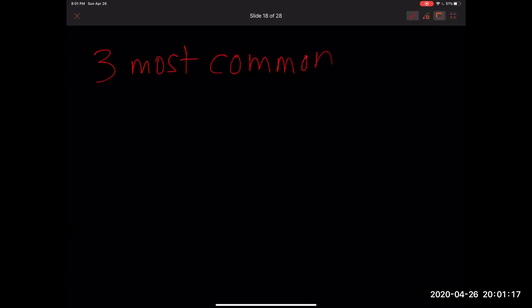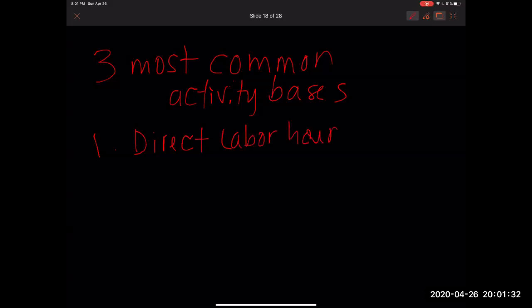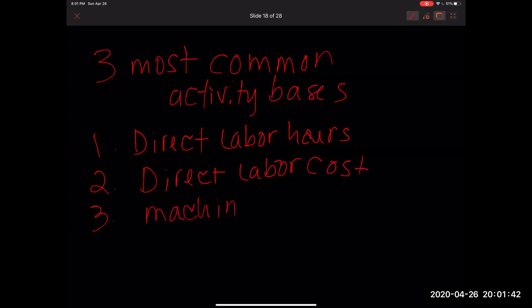The three most common activity bases. Number 1 is direct labor hours. Number 2 is direct labor costs. And number 3 is machine hours. These are your most common activity bases.